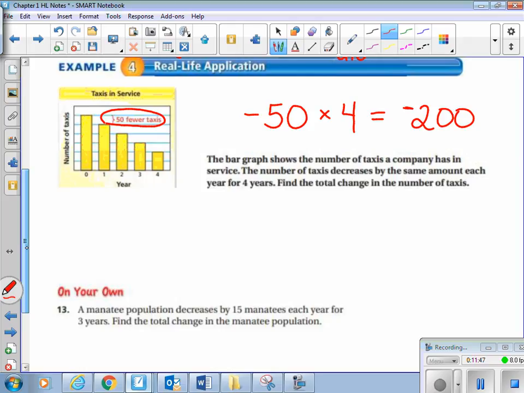The on your own problem. A manatee population decreases by 15 manatees each year for 3 years. Again, we're talking about a decrease of 15 for 3 years. Find the total change in the manatee population. See if you can write an equation and solve. Pause the video and come back and check your answer.